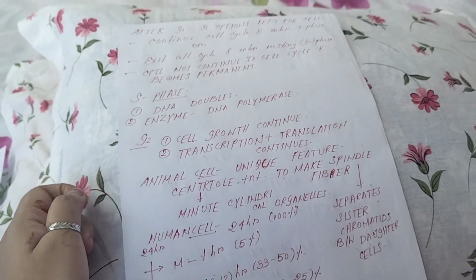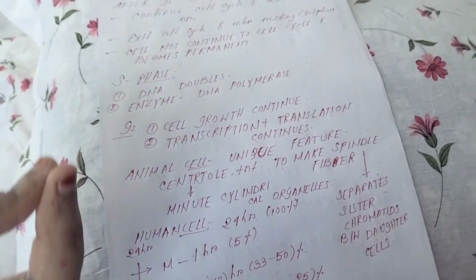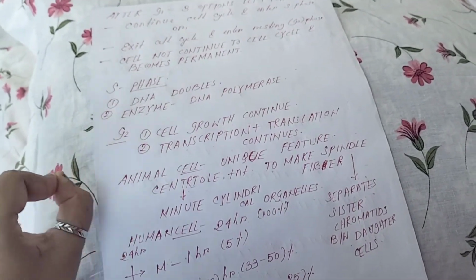Okay, then comes the G2 phase. Here the cell growth continues. Transcription plus translation continues. Okay.